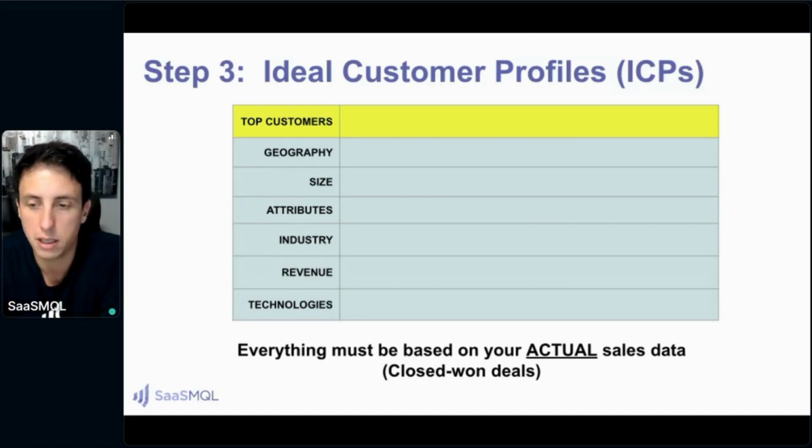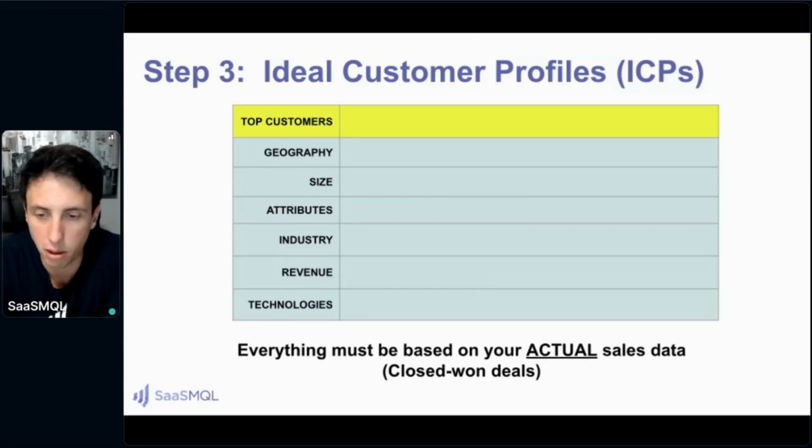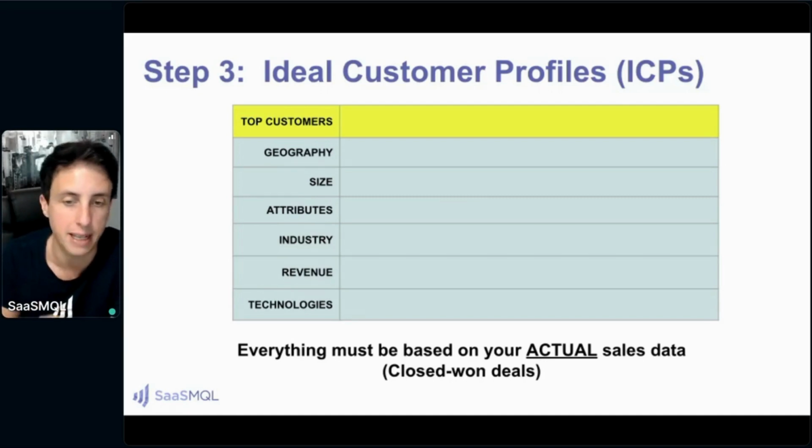So look at your actual closed won deals. Look at what they have in common. The best customers, those that are like your case studies, those that are really happy with your solution, they are recommending it to everyone. That's what you want to base your ICP on. Only those kinds of companies, and get very specific also.